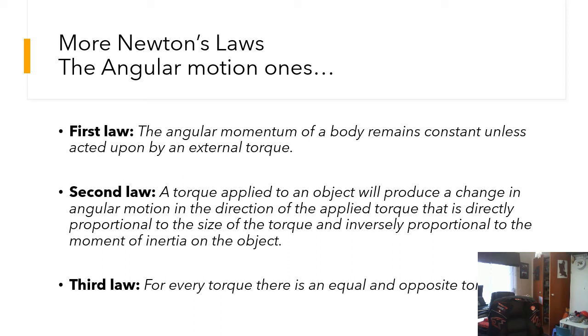The second law, a torque applied to an object will produce a change in angular motion in the direction of the applied torque that is directly proportional to the size of the torque and inversely proportional to the moment of inertia of the object. That's a mouthful. And then the third law, for every torque there is an equal and opposite torque.